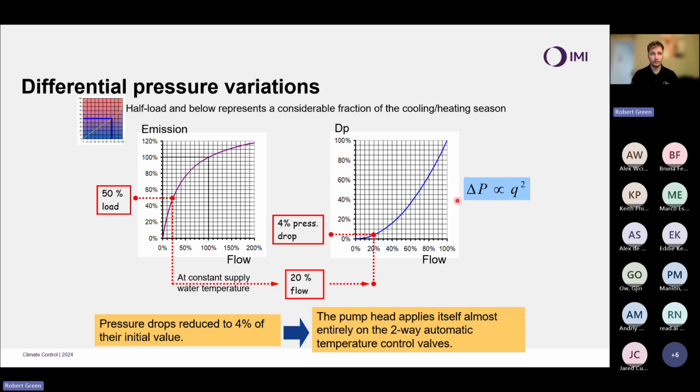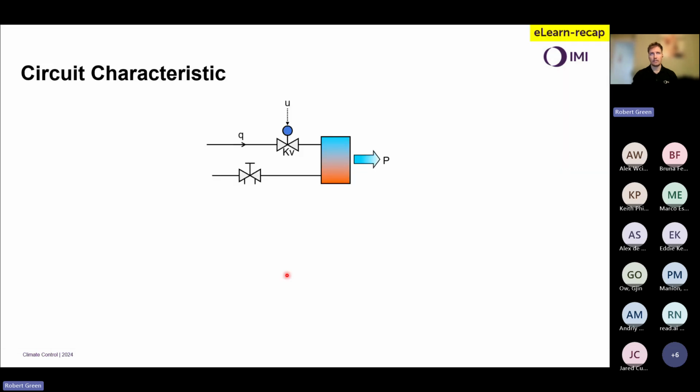And what can then happen is we effectively apply that pump head almost entirely on the control valves themselves, which is going to mean we're going to have a large influx of differential pressure on my control valves, and that's going to distort the control we may have in my system. We then moved on to look at the control circuits in a bit more detail. And how do we deal with this big variation in pressure? And we introduced something called the circuit characteristic.